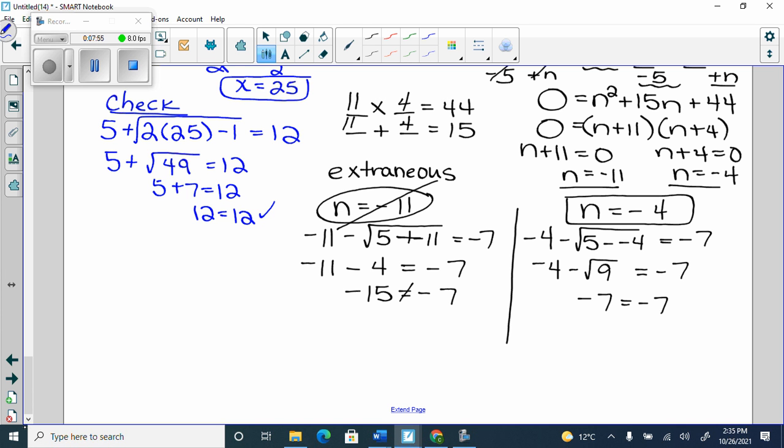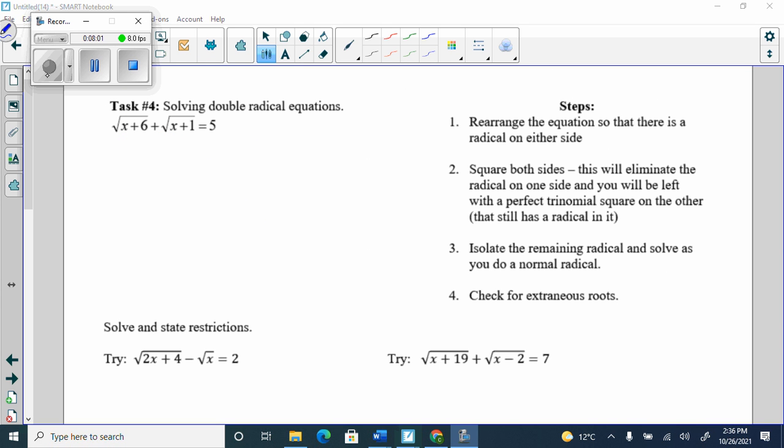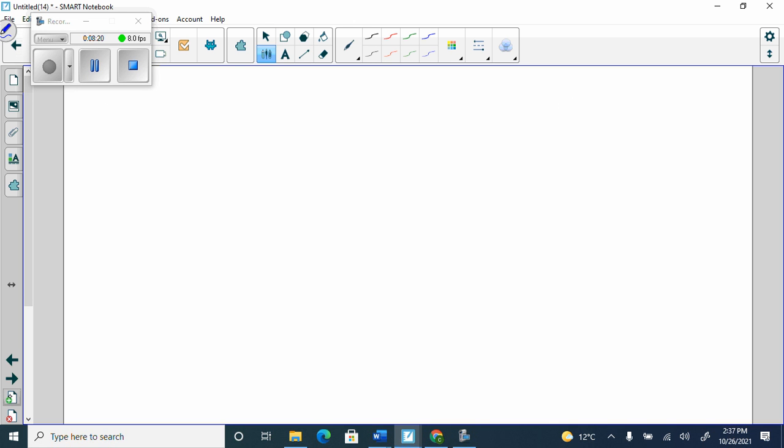When you're done that, can you flip to your notes, please? Page 8. We're doing task number 4. Basically, we're going to rearrange the equation so that there's a radical on either side. There's 2 extra steps when you have a double radical. So I'm going to write this on the page beside it. So we have square root of x plus 6 plus square root of x plus 1 equals 5.